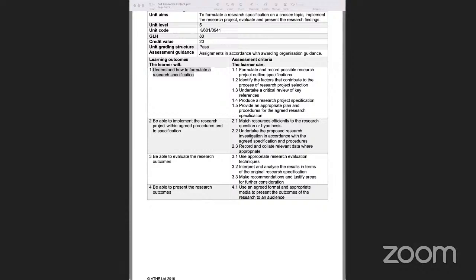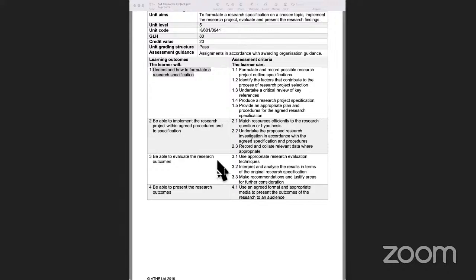So the idea here is to pick out topics which are close to you and which you have a good understanding of. We are looking at doing desk-based research or secondary research and creating a secondary research project, which will then be evidenced as the assignment for this particular unit.